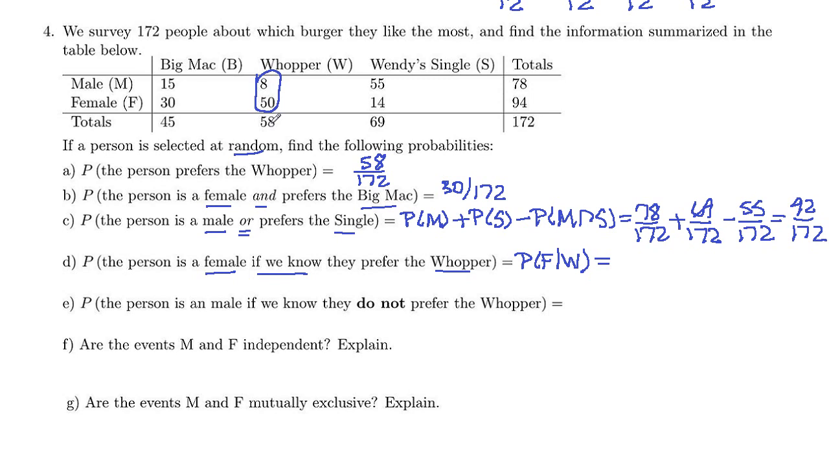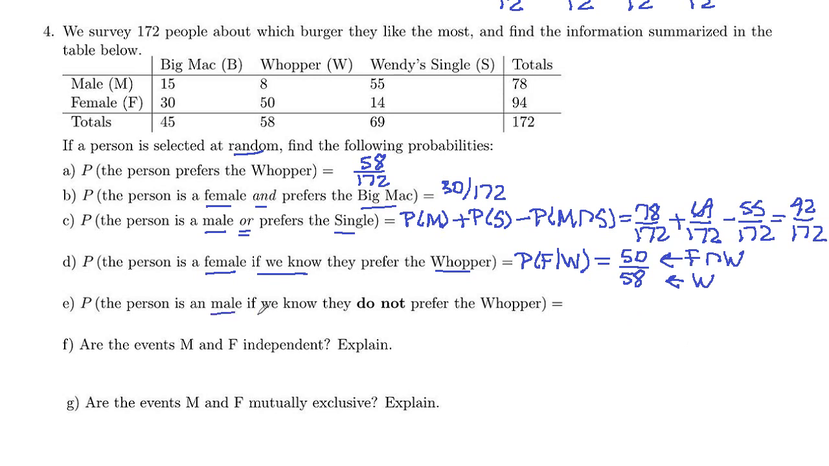And then out of those 58 people, we want to know how many are female. Well, 50. So 58 in the denominator, and then out of the 58, 50 are females. So 50 out of 58. And we could reduce that if we want. So again, this is female and they prefer the Whopper, and then this is the number that prefer the Whopper.